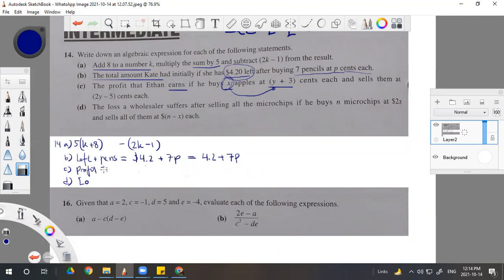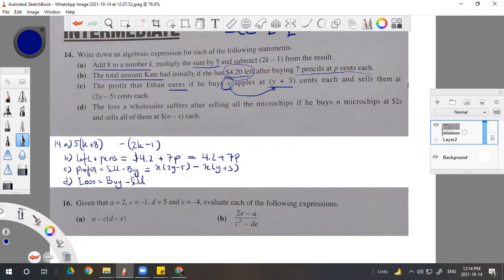Okay, it must be corrected. What is profit? If he makes a profit, it means sell, subtract buy. What is sell? Sells at 2y minus 5 each. So x times 2y minus 5, subtract x times y plus 3. That's it. If you want to simplify, you can. But if you're not asked to do simplification, no need, just like this, and it's already 100% right.